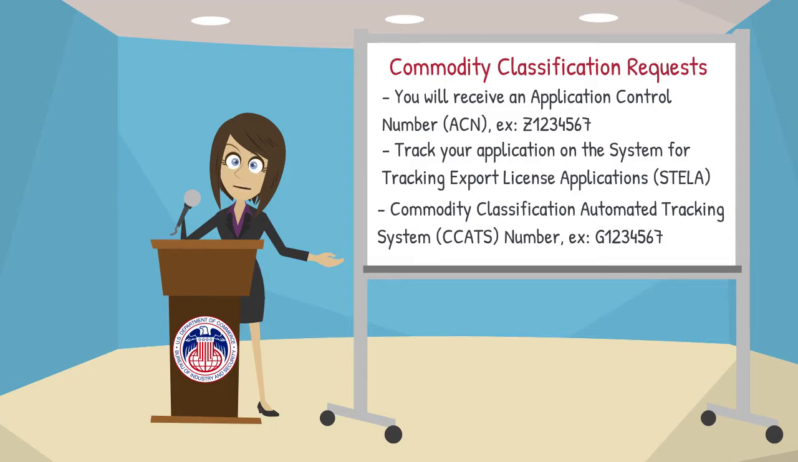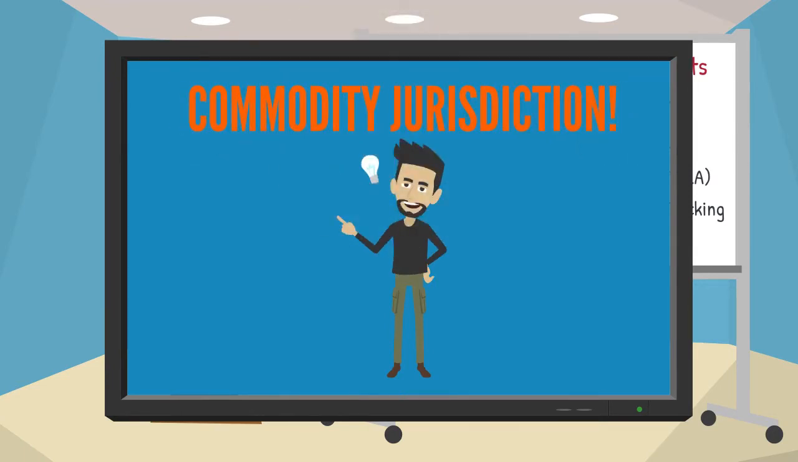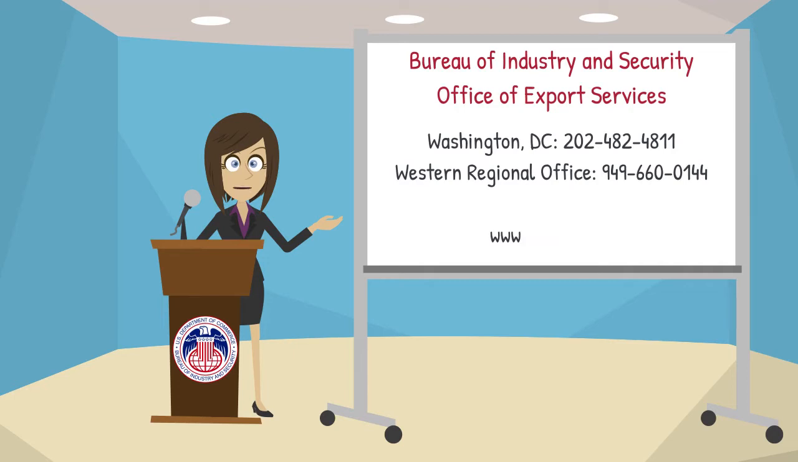As a reminder, BIS commodity classifications are not validations that your item is subject to the EAR. If you are unsure of the jurisdiction, you will need to submit a commodity jurisdiction request to the Department of State. As always, the Bureau of Industry and Security's Office of Exporter Services is here to help. Please feel free to contact us if you have any further questions.